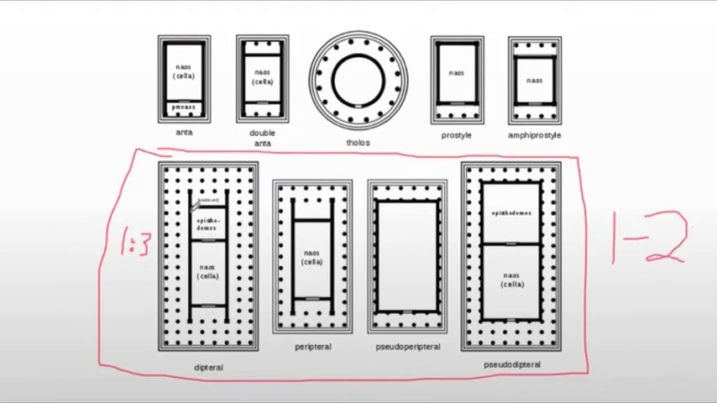1 to 3 means that I have 1 width, and then the length is 3 times the width. Here, I have the width and then a length that is twice that. And what they're doing is they're trying to create something that's closer and closer in proportion to the human body. And the proportion of the human body is 1.618 to 1.